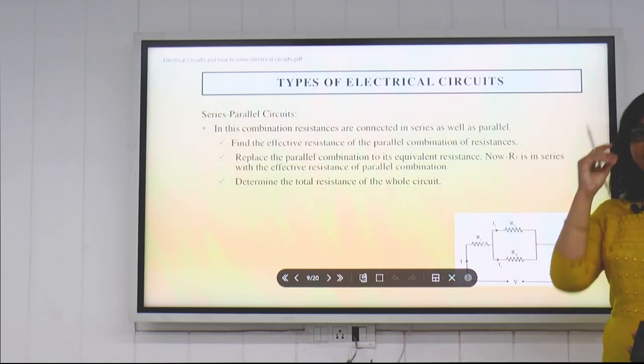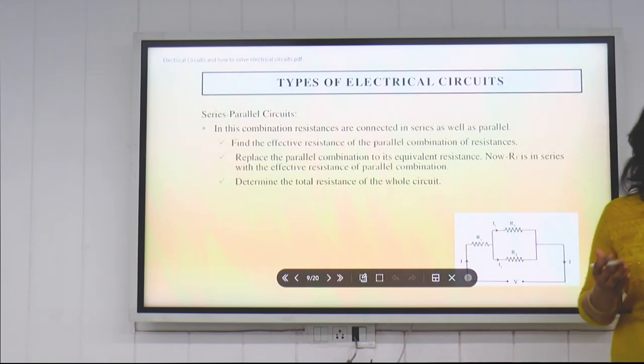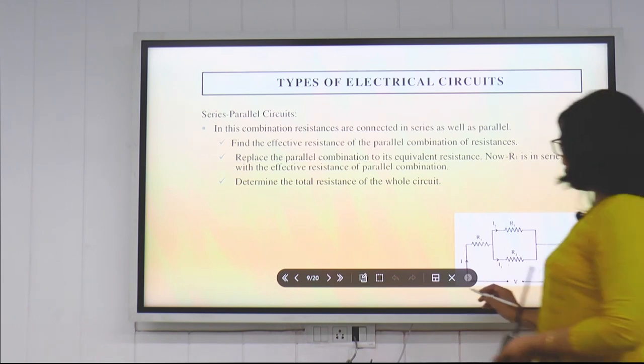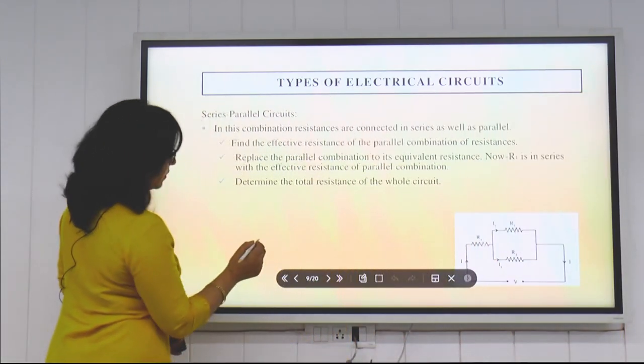Next is the series-parallel circuit. When the resistors are connected in series as well as parallel, the circuit formed is a series-parallel circuit. If we have to find the total resistance of the circuit, first we have to find the effective resistance of this parallel combination of resistors. Then we replace this parallel combination of resistors with its effective resistance. Then R1 is in series with the effective resistance of the parallel combination of the resistors. Then the total resistance comes out to be R.